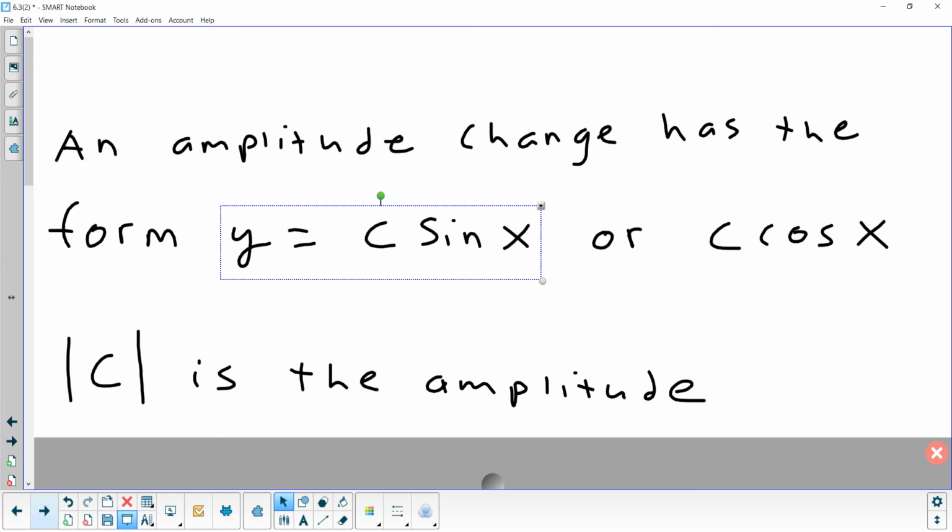When you're making a sketch, don't take the absolute value, because if there's a negative here, that will do something to your graph. Does anybody remember what having a negative does to the graph? Yeah? It flips it. Flipping it doesn't change the amplitude, but it does change how the graph is going to look.